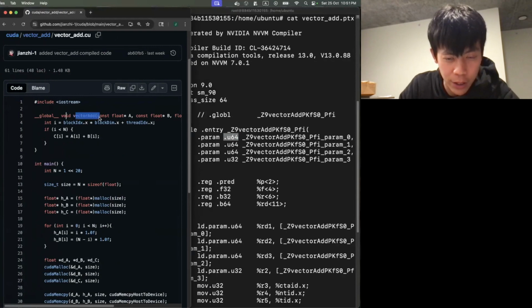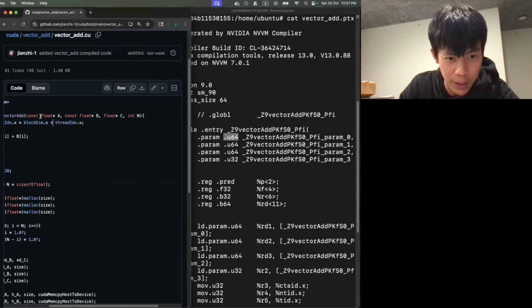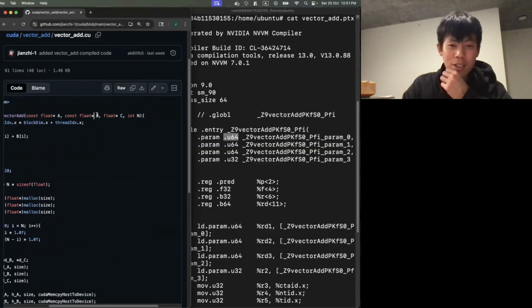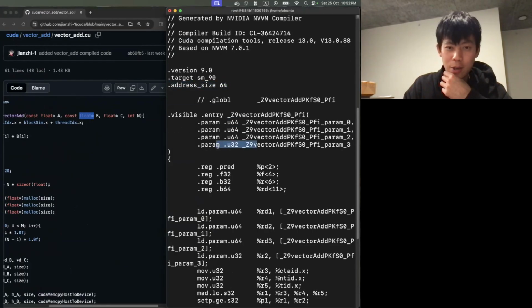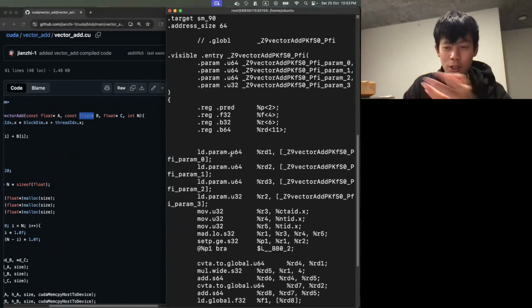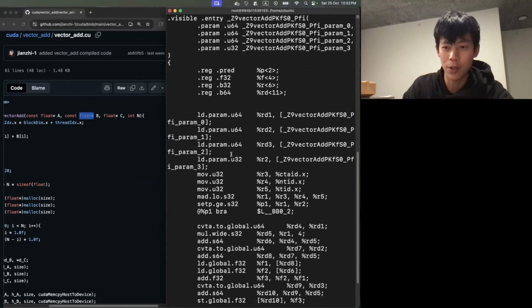this is our original kernel, right? It takes in a few parameters: 1, 2, 3, 4. The first two are constant float pointers, which means they are addresses, which is why they are all 64 bits, because each address has a size of 64. The last one is 32 bits because it is an integer. So all these are understandable.